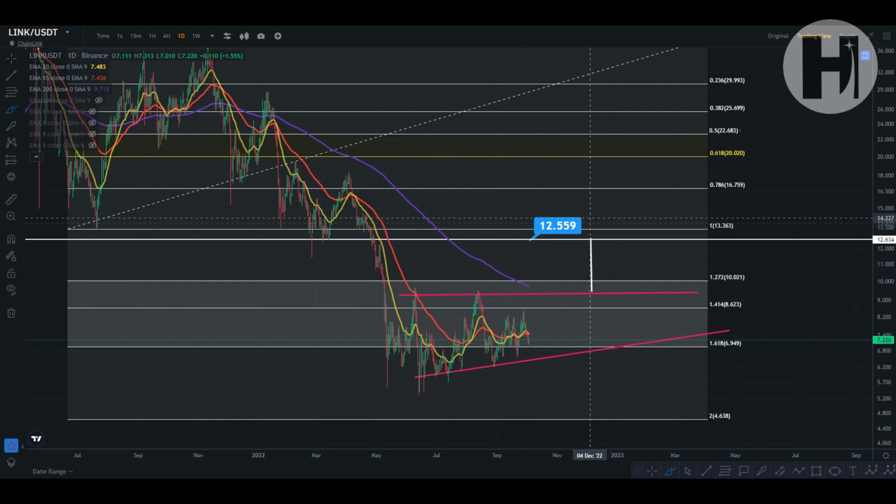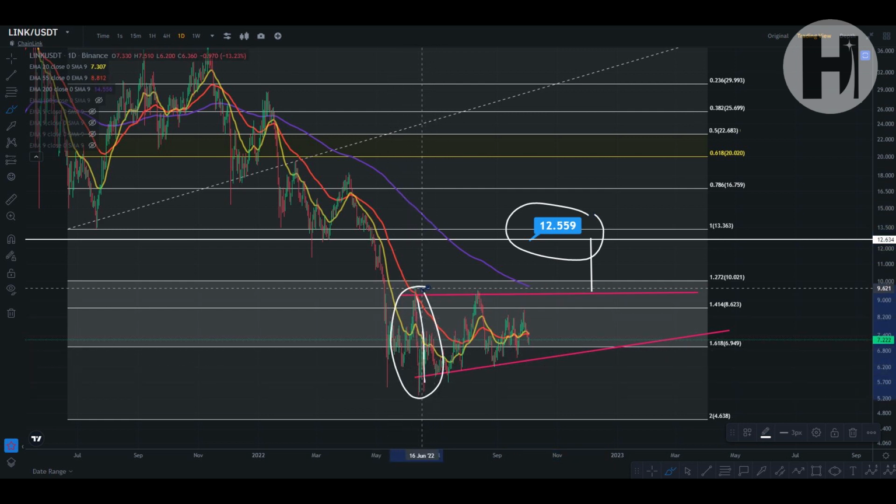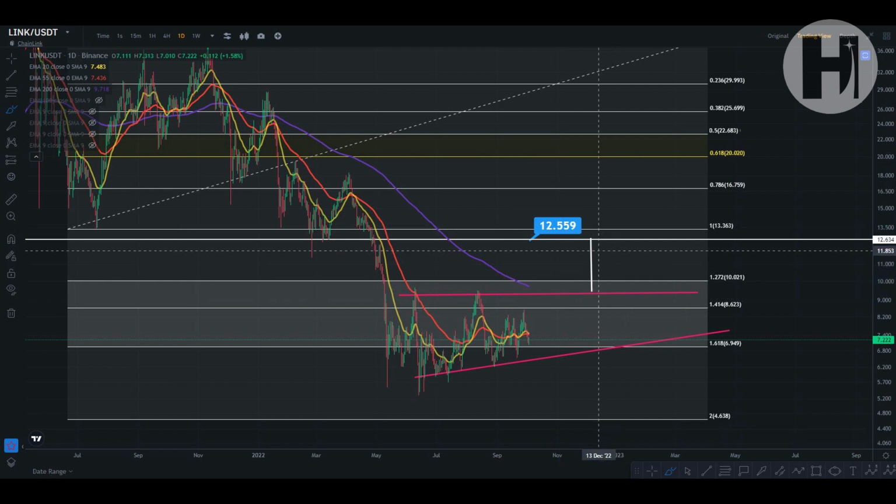Once that happens, we have a target of $12.50 because I took the trend line from the top to the bottom of this pattern and I placed it over here. That gives us $12.50 per Chainlink.